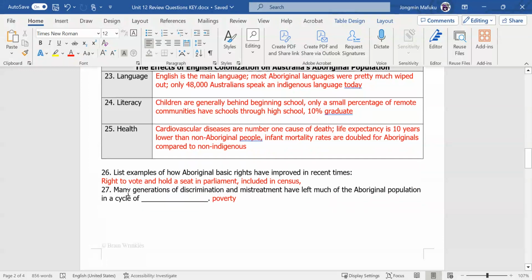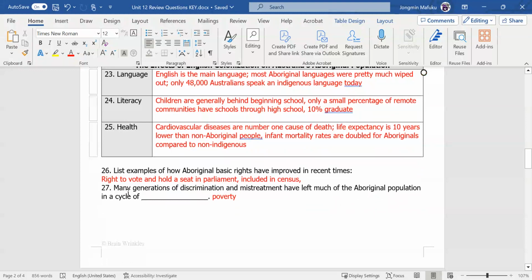So, of course, the way that a basic right improve is that one, they earn right to vote, and they earn a right to be in a parliament. They also were included in the census. So before they had even a law that they legally let the English people, you can discriminate Aboriginal people legally, not illegally, legally. So of course that improved.